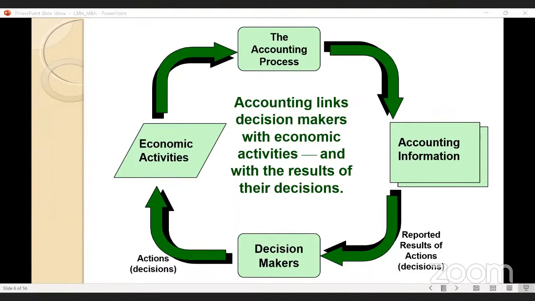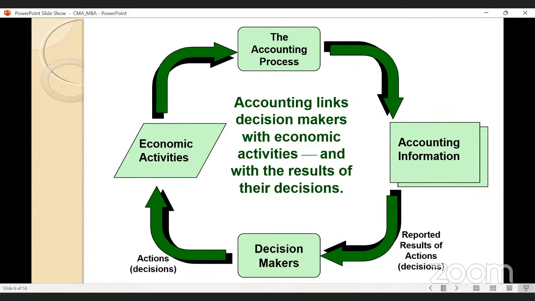Please remember. So these transactions and events process through the accounting process. You know accounting process. I hope in your last semester you have already studied about accounting cycle. So these economic activities pass through this accounting process, and finally it will provide the accounting information. So these accounting informations are the result of these economic activities. When these economic activities are processed through accounting, finally we are getting the accounting information. So these are the end results or reported results.